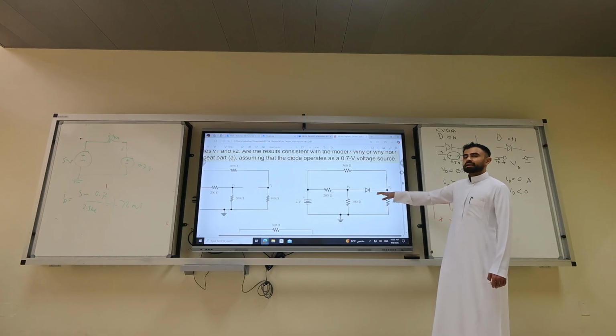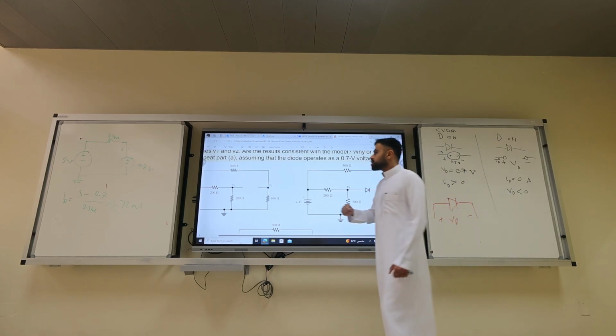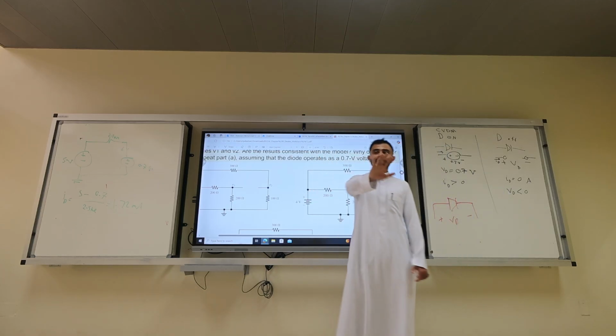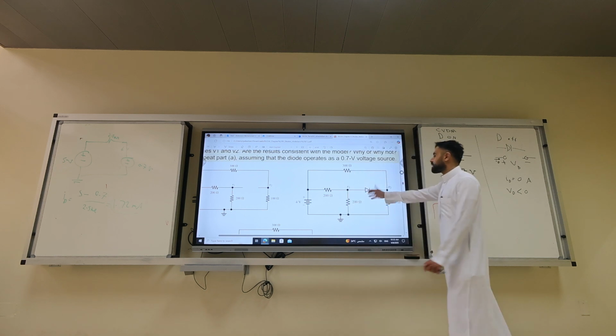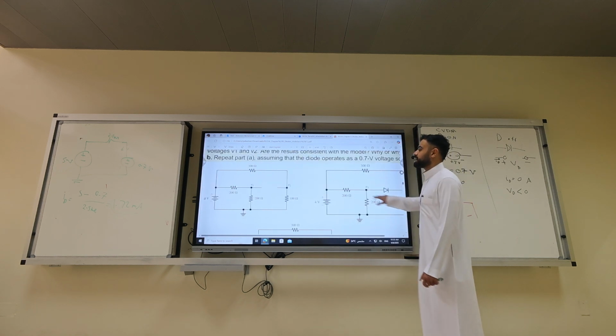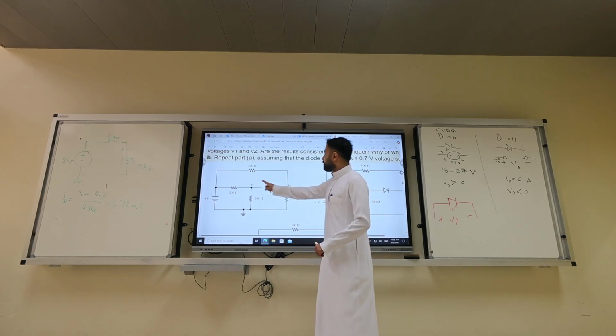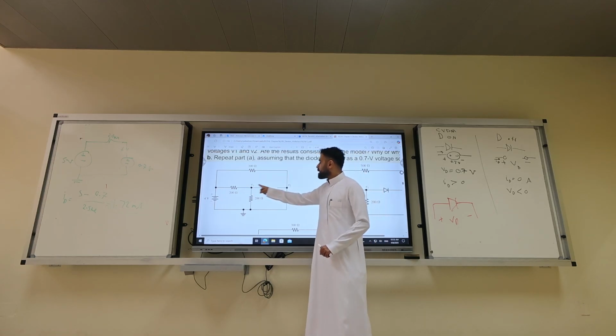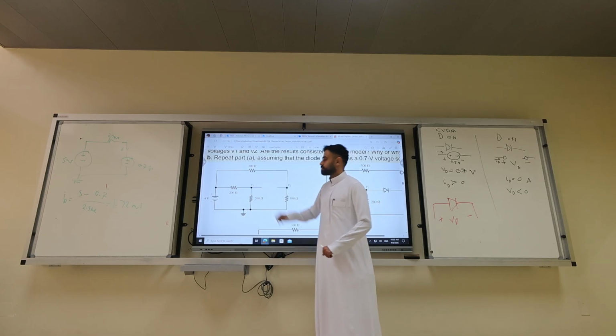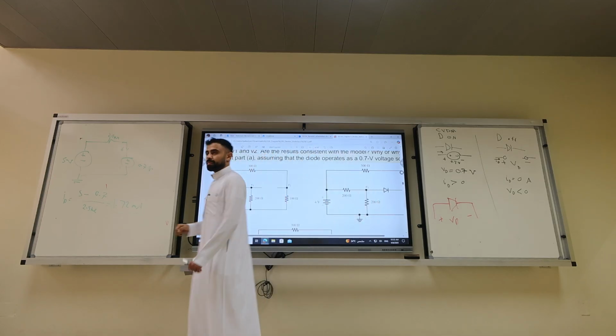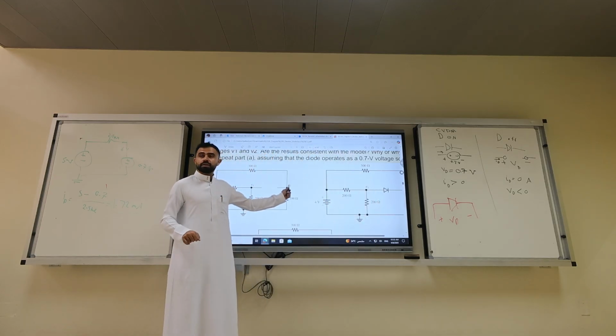But I'm not going to do that. I'm going to assume it's off, solve it, and then assume it's on and solve it. Okay? So let's pretend that we are not smart, and we said let the diode be off. What will be the equivalent circuit? This one. So how many voltages you need to calculate? V1 and V2 to get VD. What is VD? V1 minus V2.